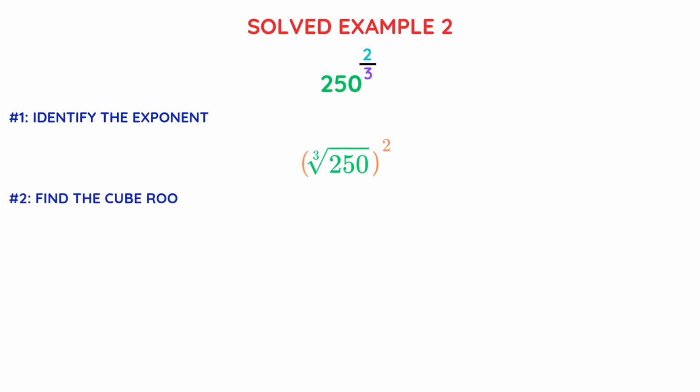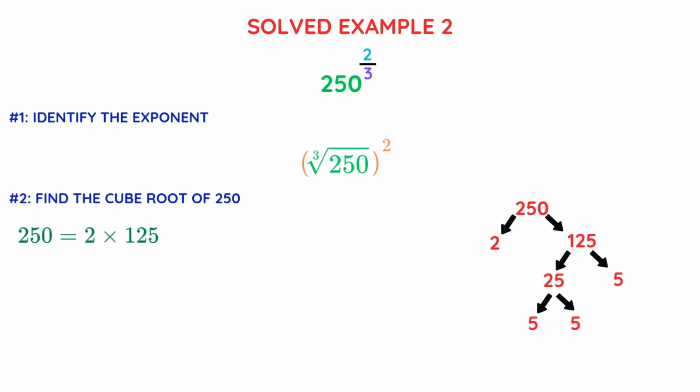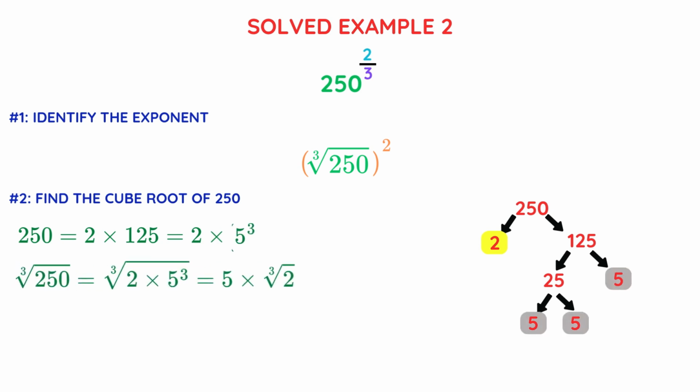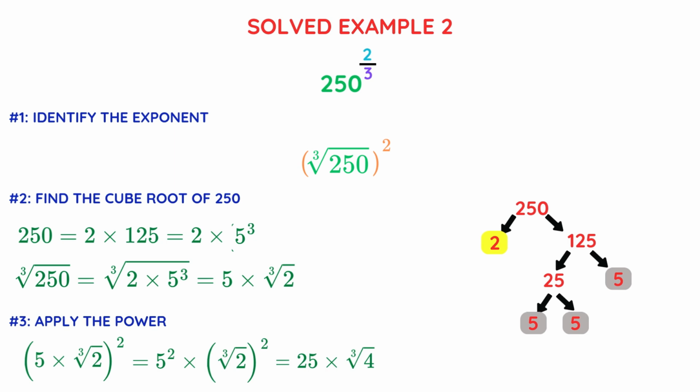Next, find the cube root of 250. Prime factorising 250 gives 2 multiplied by 125, which is equal to 2 multiplied by 5 cubed. The cube root of 250 is 5 multiplied by the cube root of 2. Raise this result to the power of 2 to get 25 multiplied by the cube root of 4. Thus, the final result is 25 multiplied by the cube root of 4.